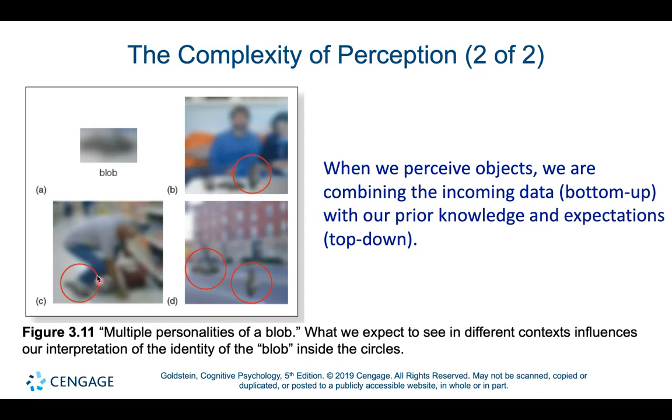If I asked you what this circled object was, basically everyone is going to say a foot or a shoe, right? Let's go to image D. If I asked you what this object is, most people are going to say something like a vehicle, right? A car.